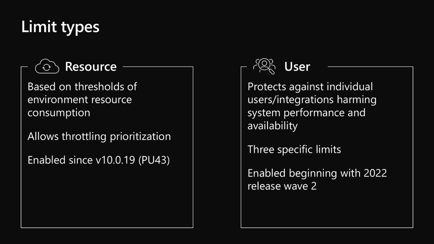What is new and coming soon is user-based service protection limits. While the resource-based limits protect against aggregate usage of the environment resources, the user-based limits protect against individual users or integrations from extraordinary usage that has negative impact against the performance and availability of that environment. So it's like making sure that one user or one integration isn't bringing down the entire environment. There are 3 limits that we have in place that we'll look at in detail throughout this presentation. These are coming in 2022 release wave 2, which is the major release coming this October.